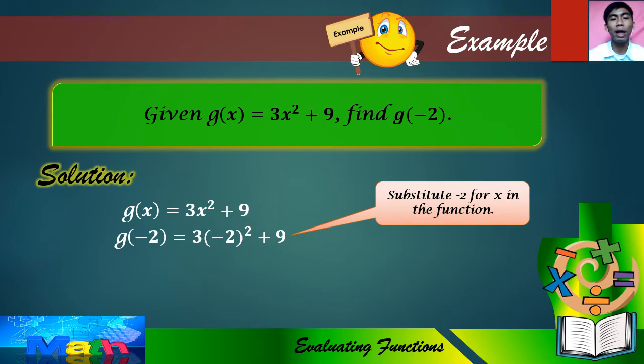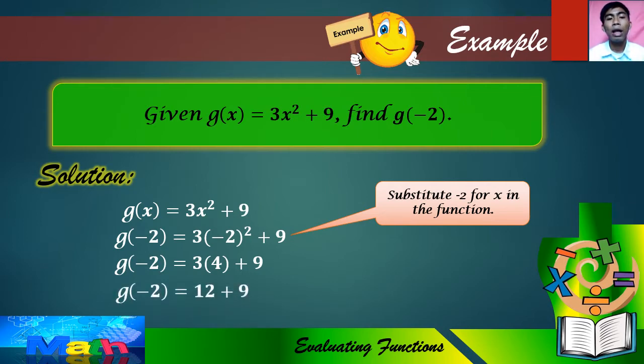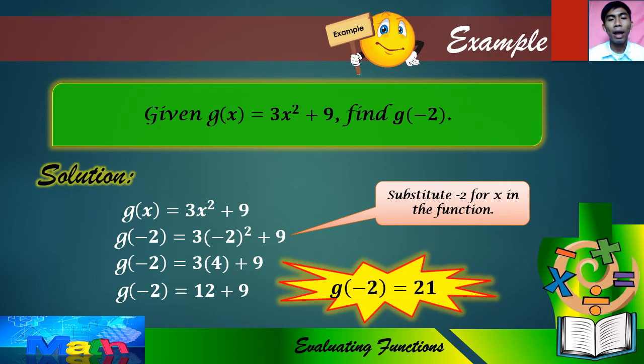We have g of negative 2 equals 3 times negative 2 squared plus 9. Next step is to simplify the number inside the parentheses. We have g of negative 2 equals 3, negative 2 squared, that is 4, plus 9. G of negative 2 now is equal to 3 times 4 is 12 plus 9. And the answer is g of negative 2 equals 21.